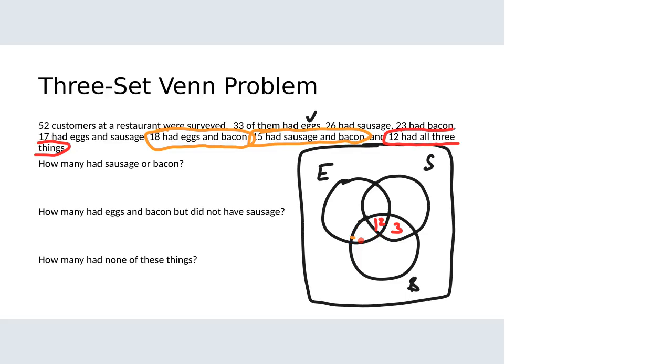All right, Laura, Katrina, Joanna, very good. If anybody doesn't see where this 6 came from, make sure you ask about it. We're going to keep working our way backwards through the problem here. We're told that 17 had eggs and sausage. Eggs and sausage are going to overlap in this football-shaped region right there. We need a total of 17. How many are going to go in region 2?